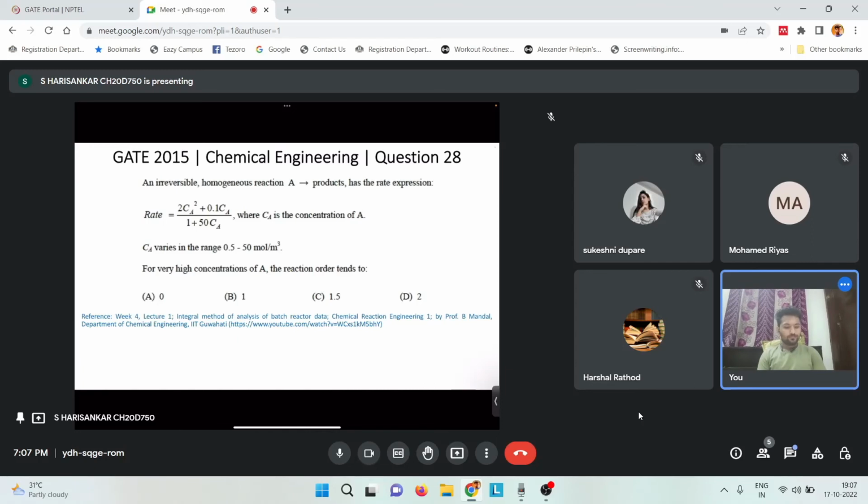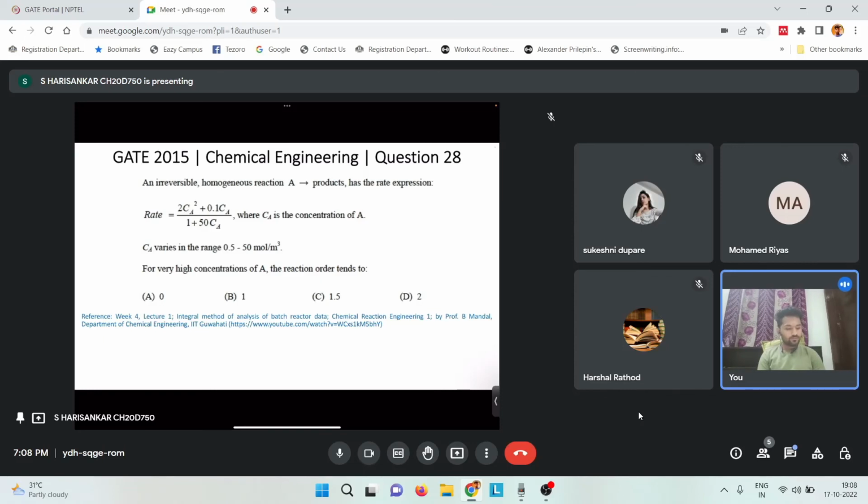So there's a question from GATE 2015 from Chemical Engineering, question number 28. An irreversible homogeneous reaction A gives products as the rate expression. Rate is equal to 2 Ca square plus 0.1 Ca by 1 plus 50 Ca, where Ca is the concentration of A. Ca varies in the range of 0.5 to 50 mole per meter cube. For very high concentrations of A, the reaction order tends to, and the four options given are A 0, B 1, C 1.5, and D 2.